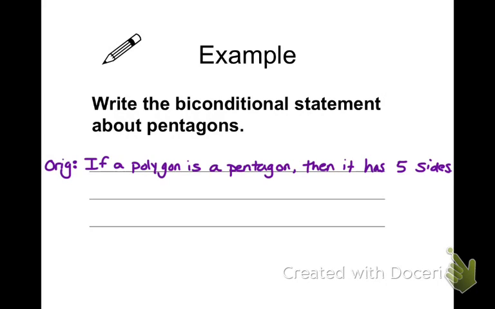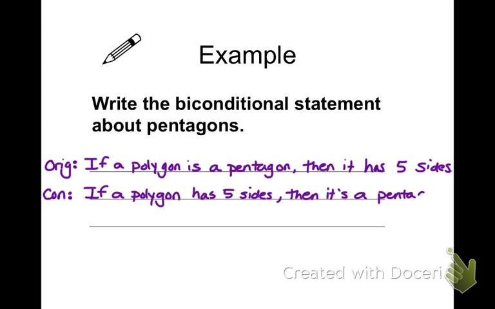Is that true? Yes. What will be the converse? The converse of that would be? If a polygon has 5 sides. Good. If a polygon has 5 sides, then it's a pentagon. Is that true? Yeah, right? We don't call 5-sided polygons anything else. So if a polygon has 5 sides, then it's a pentagon.